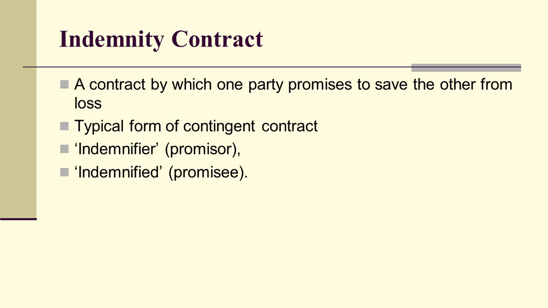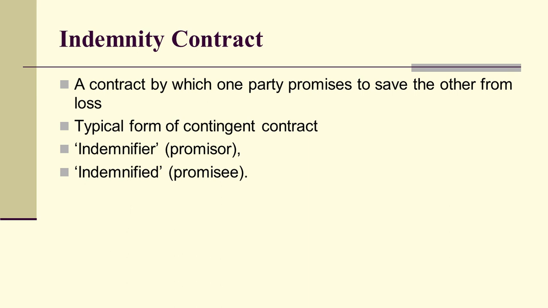It is a typical form of contingent contract, the same like the contingent contract. If you recall from the previous lectures, we also studied the contingent contract. So the indemnity contract is the same like the contingent contract. Contingent contract means that, if you remember, we studied that Ali wants to transfer goods from Jalalabad to Kabul.